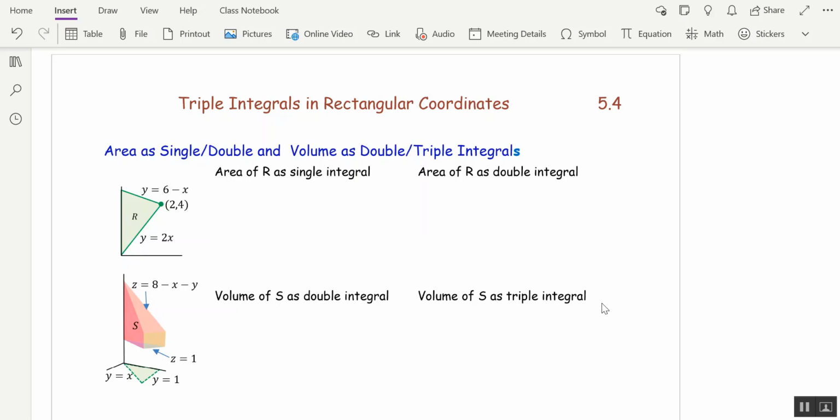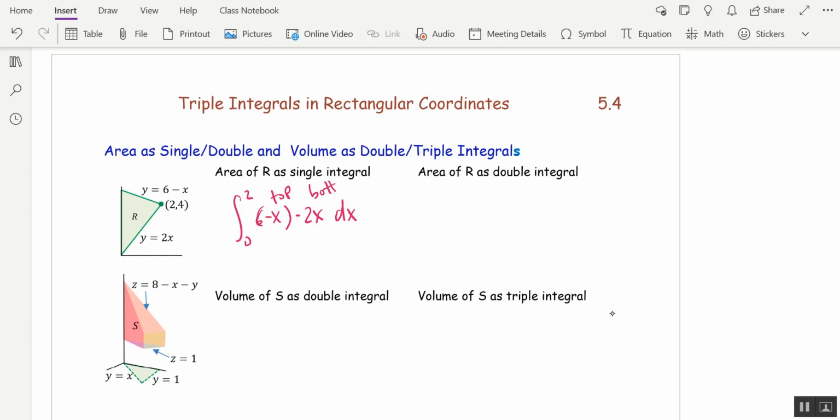Welcome to 5.4. I want to start this section by making a comparison between area and volume with you. So if you go back to your single variable calculus days, if you wanted to compute the area of this region here as a single integral, you would integrate from 0 to 2, and then you'd integrate the top curve minus the bottom. So 6 minus x minus 2x dx, top minus bottom.